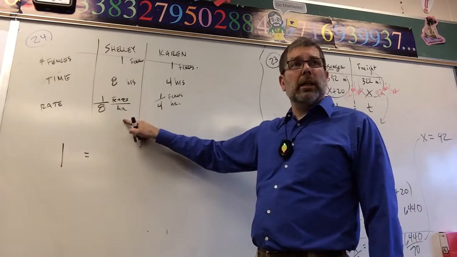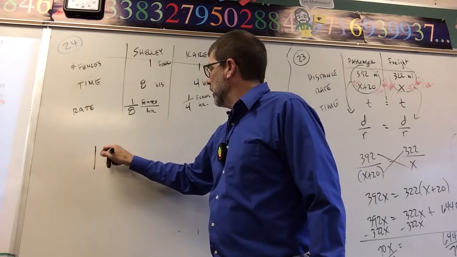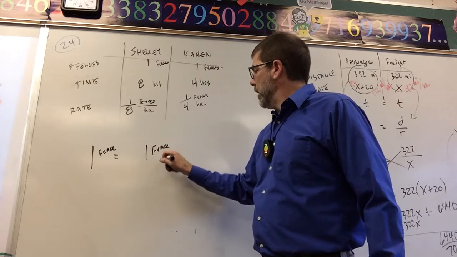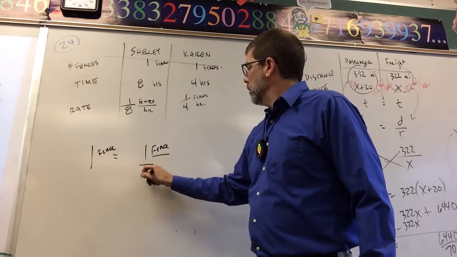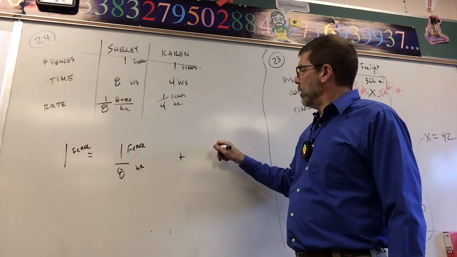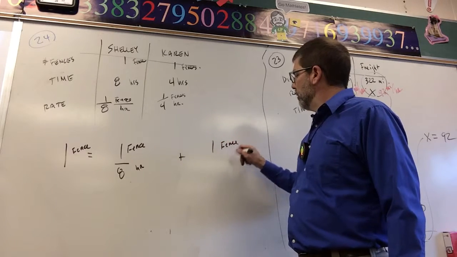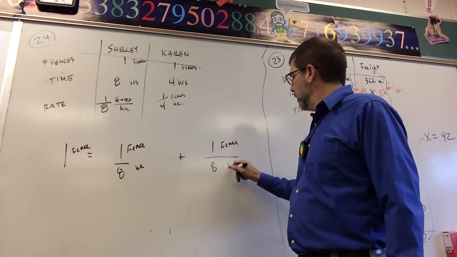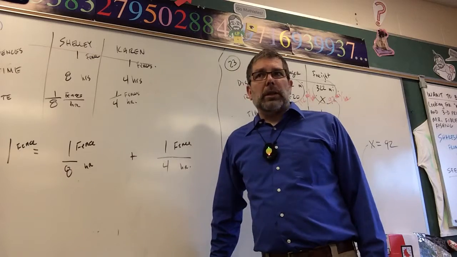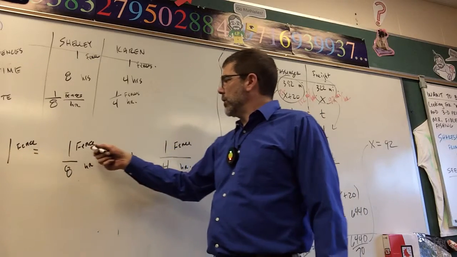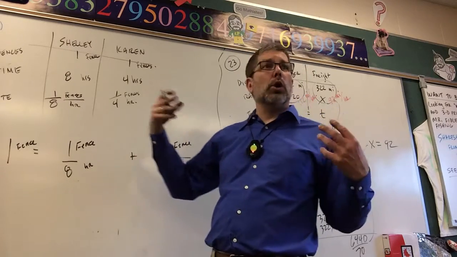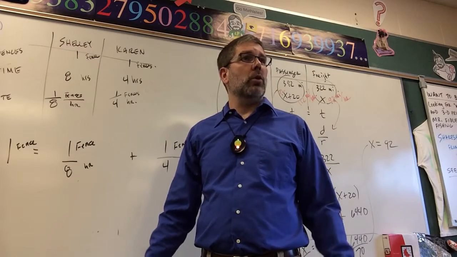And we know Shelley, I'm going to put some units on here. Shelley paints one fence per 8 hours, and Karen paints one fence per 4 hours, okay? But the issue is, this is just fences, and this is fences divided by hours. And the question is, how long is it going to take? We want to know how many hours.